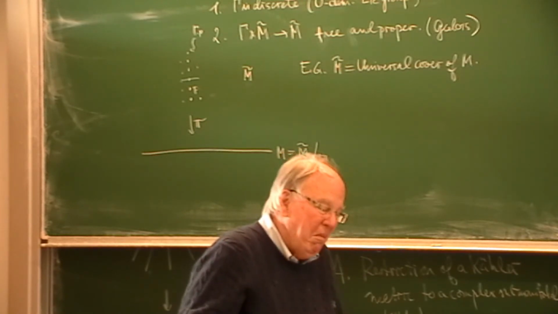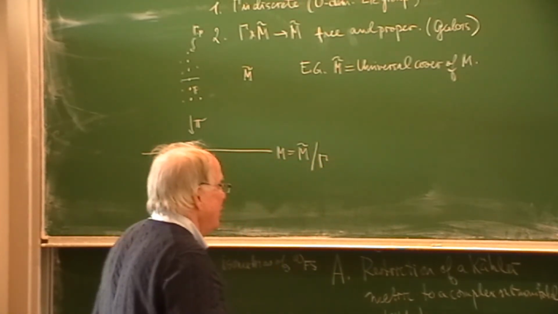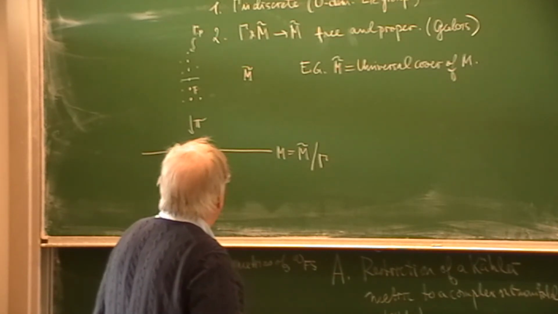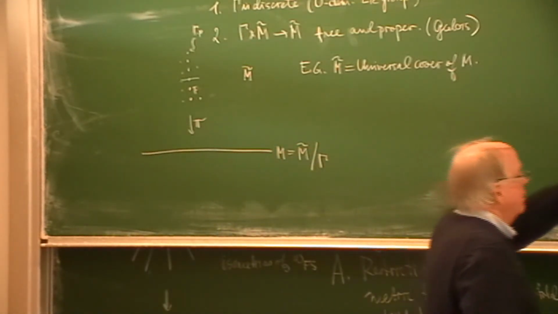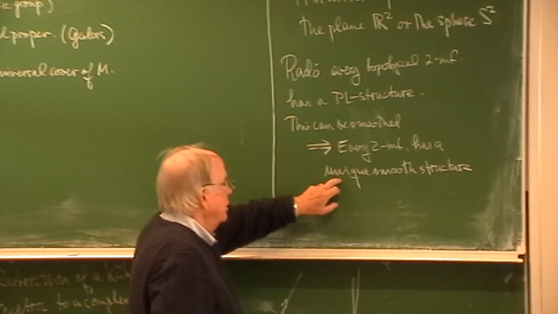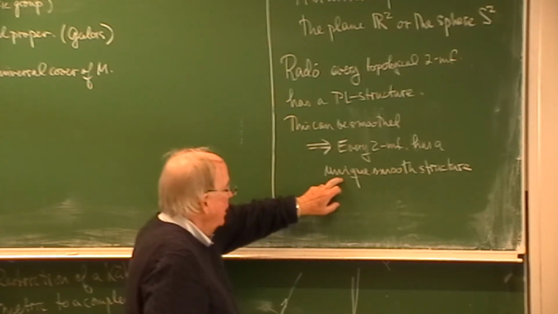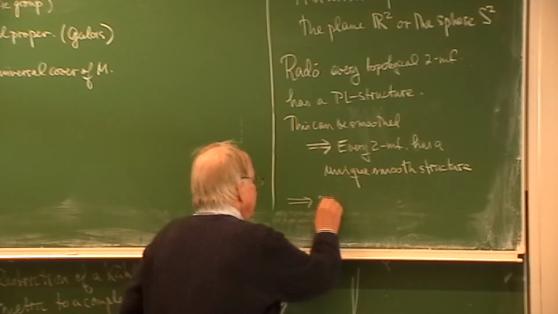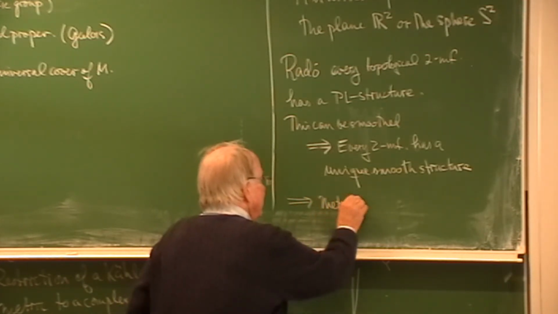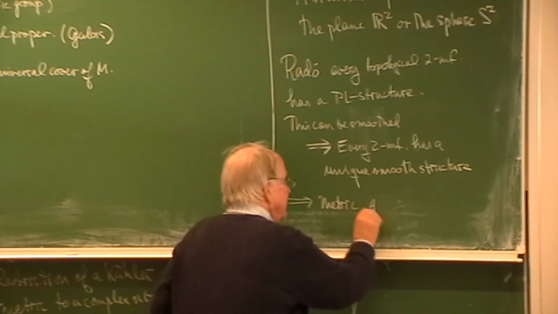It's just something to keep in mind. It's fun to keep in mind. But Rado says that if you have a two-manifold, you've got a piecewise linear structure, you can smooth it. And you can prove that there's a unique smooth structure. It's not hard, and then there's a metric, g.